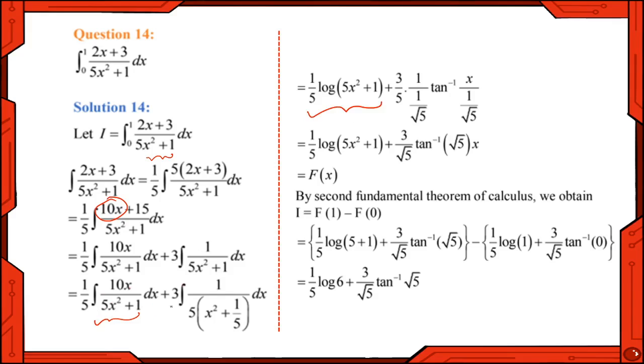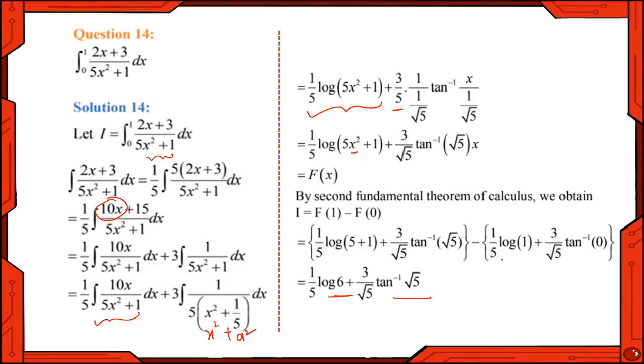First term is solved. Now 3 upon 5 is a constant, and here we have the format of x square plus a square, with a as 1 by root 5. So we'll apply 1 upon a tan inverse x by a. So this is the antiderivative. Now we will apply the limits, f of 1 minus f of 0. First of all, replace x with 1 everywhere. So it will be 1 by 5 log of 5 plus 1, which is log 6, plus 3 root 5 tan inverse root 5 as it is, minus we replace x with 0.